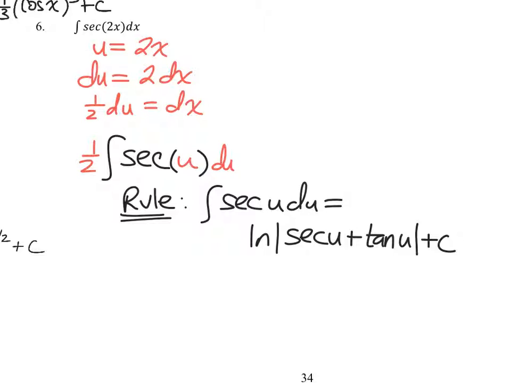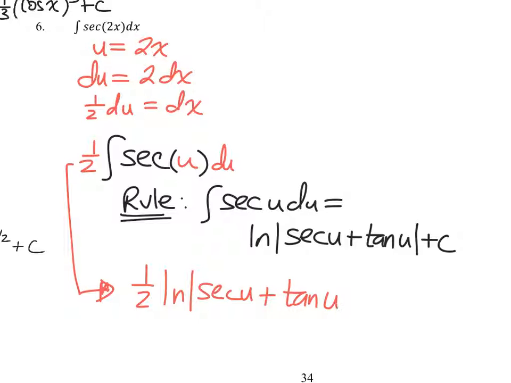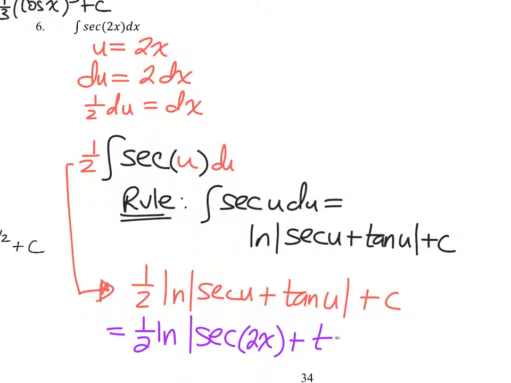So we're looking at an antiderivative that would be 1/2 the natural log of secant u plus tangent u plus c. And since we know u is equal to 2x, this becomes 1/2 ln of secant of 2x plus tangent of 2x plus c.